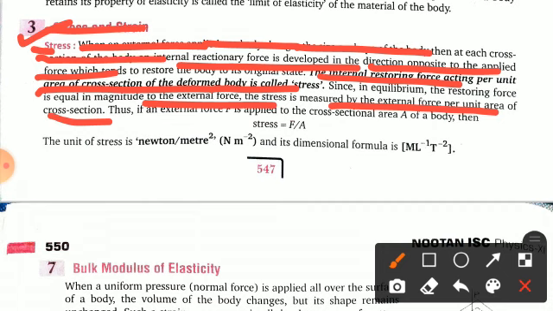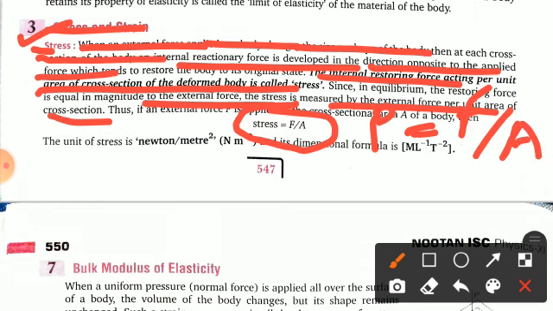So you can write it here, stress is equal to force upon area. This is equal to pressure. You also know that pressure is equal to force by area.